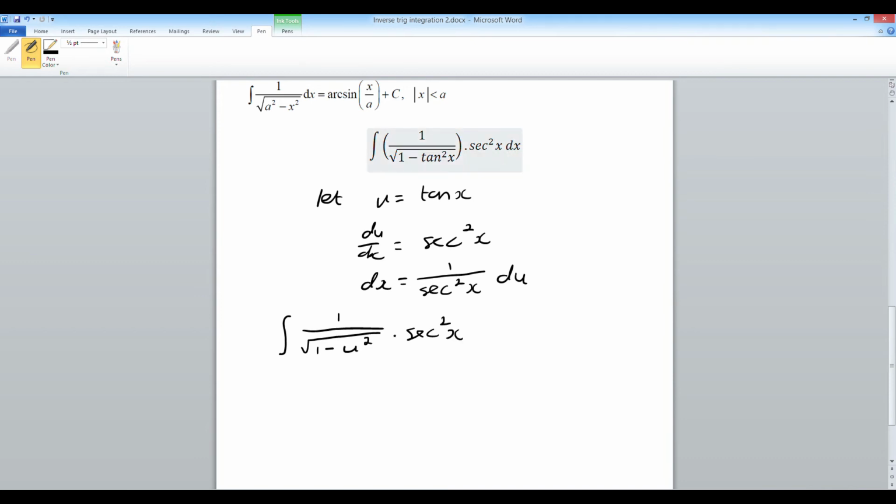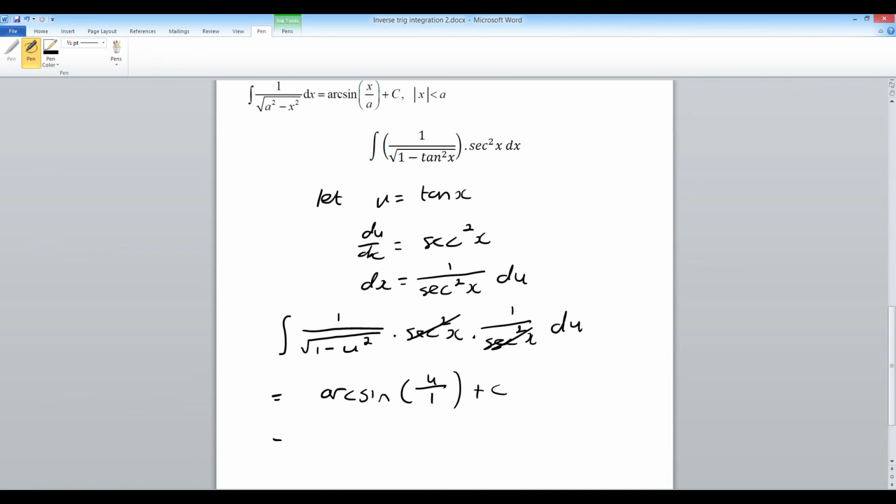Now instead of dx, I'm going to replace dx with whatever I have here, and this will be 1 over secant squared of x du. So secant squared divided by secant squared becomes 1. So I have now an integral in terms of du. Now I also know from my inverse trigonometric functions that the integral of 1 over root a squared minus x squared will be arc sine of x over a. So I'm going to say here, this thing is the same as arc sine of x, which in this case is u, over a, which in this case is 1, plus c.